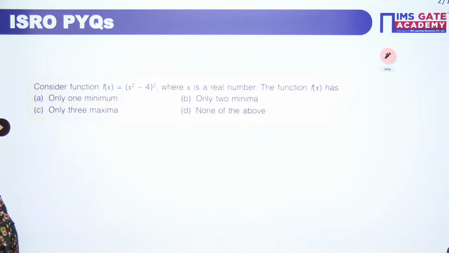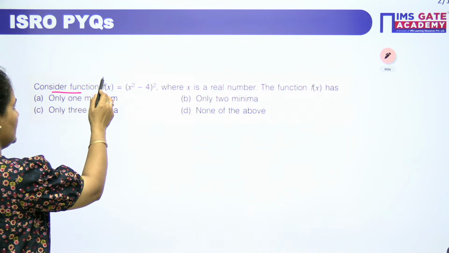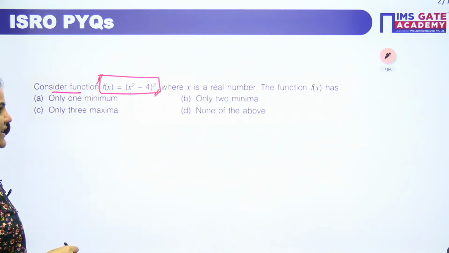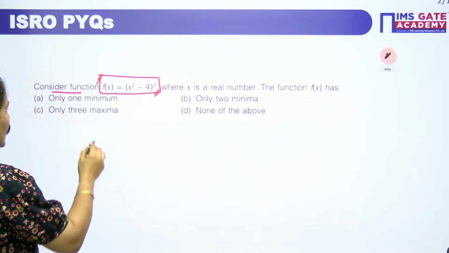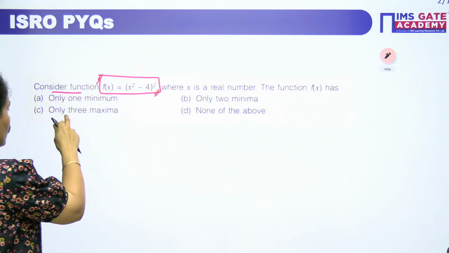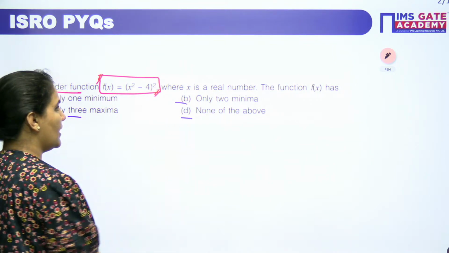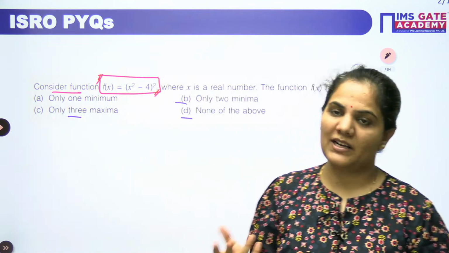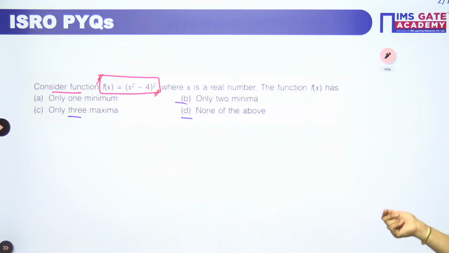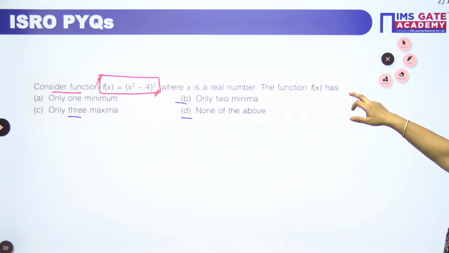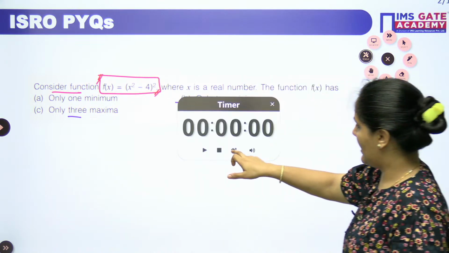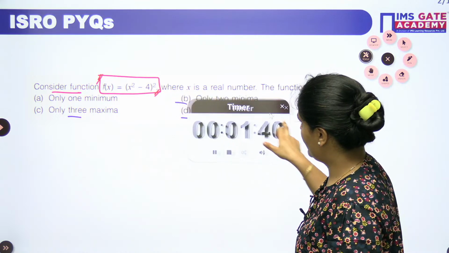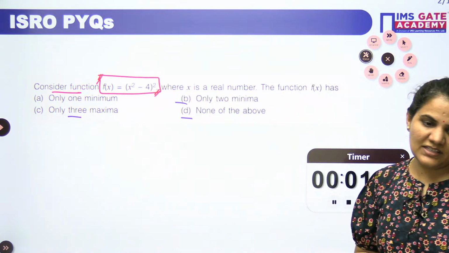As we can see, we have one question. Consider the function f(x) = (x square minus 4) whole square, where x is a real number. Then the function f(x) has: only one minima, only three minima, only two minima, or none of these. So we need to identify how many minima or maxima we have. The options are given to us. You can try, and then I am here to solve the question for you. Very simply, very easily you can try.